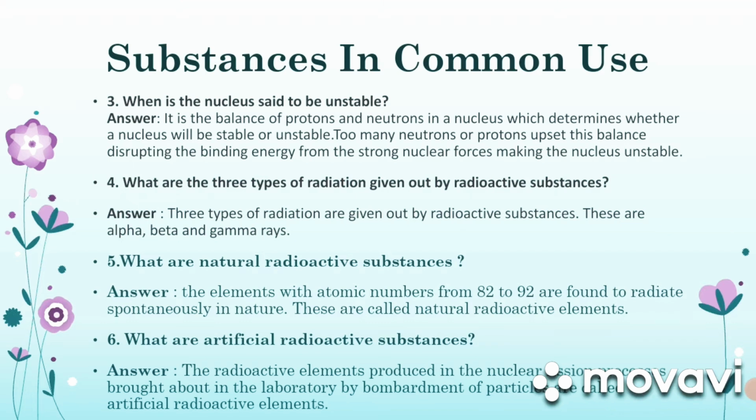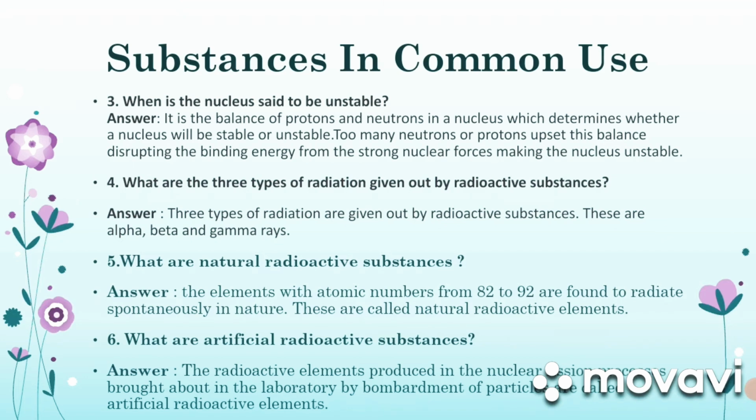Question 4. What are the three types of radiation given out by radioactive substances? Answer: three types of radiation are given out by radioactive substances. These are alpha, beta, and gamma rays.